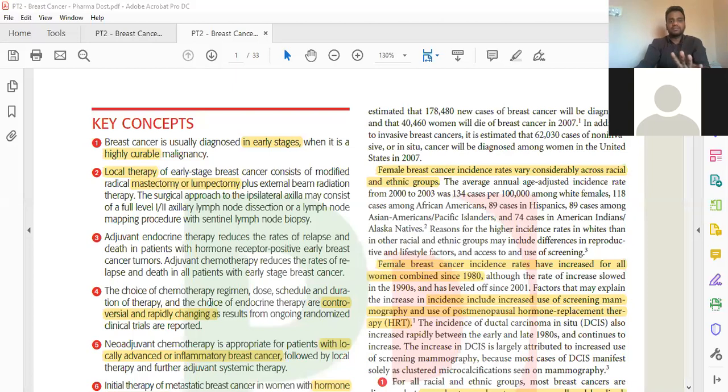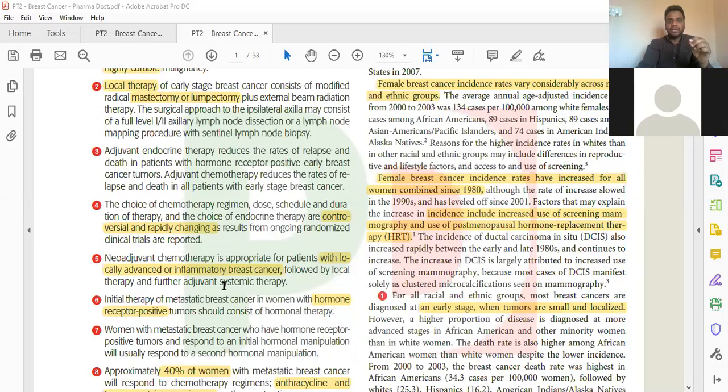The first one is that breast cancer is usually diagnosed in an early stage and it is highly curable in that stage. We have local therapy for early stage breast cancer, like mastectomy and lumpectomy, which I will explain, and also external beam radiation, depending on what stage the breast cancer is. We have adjuvant endocrine therapy, and this is what we had discussed in the general principles of chemotherapy: what is adjuvant, what is neoadjuvant? Adjuvant endocrine therapy reduces relapse and death in many patients who have hormone receptor positive breast cancer.